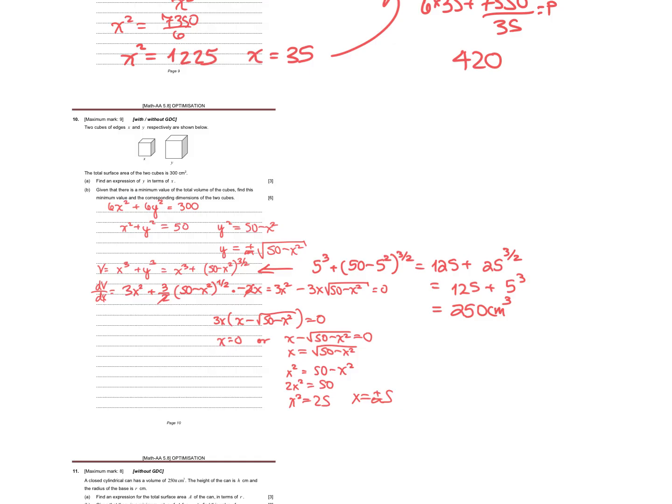And the corresponding dimensions of the two cubes. So we've already got x is 5. And we have y is root 50 minus 5 squared, which is also 5.